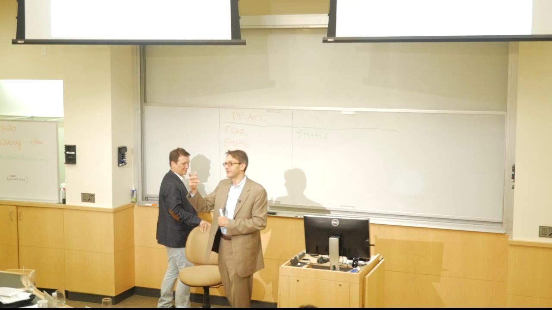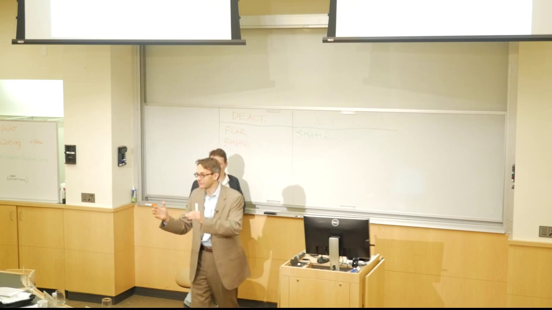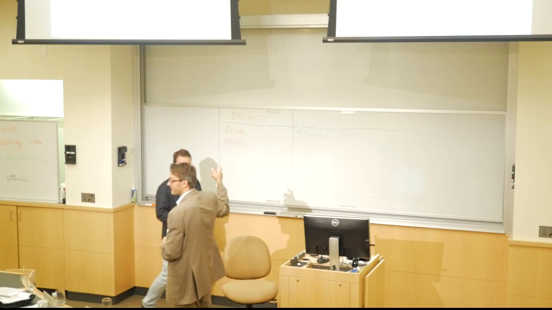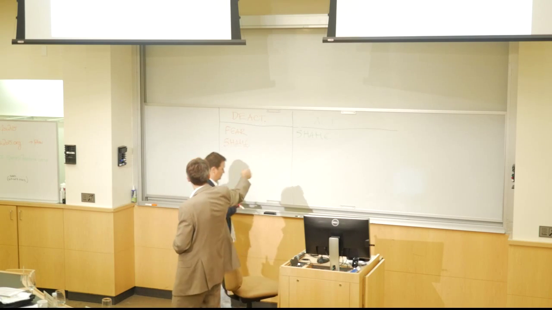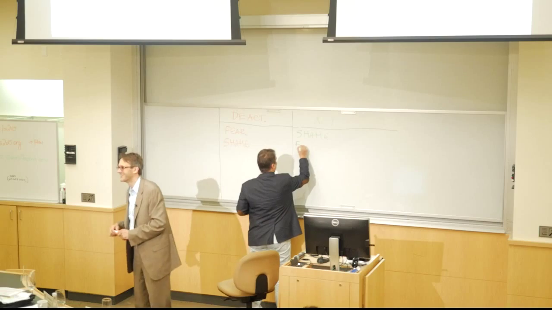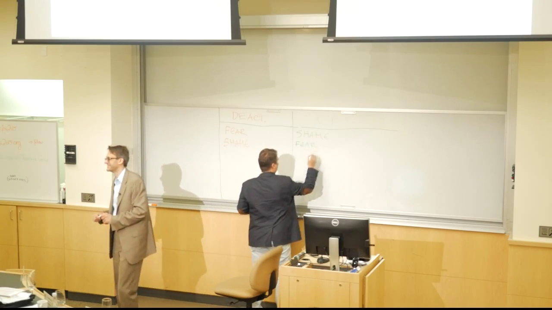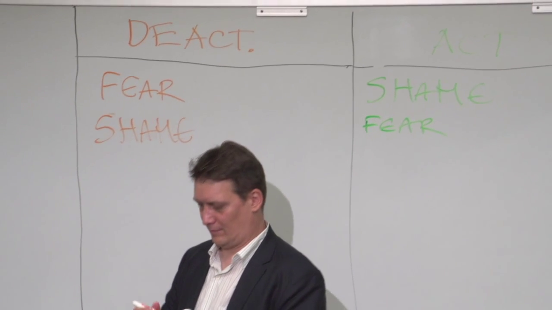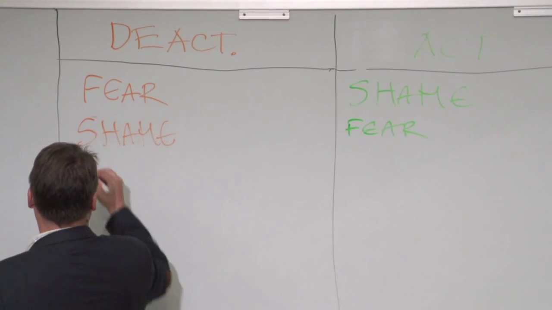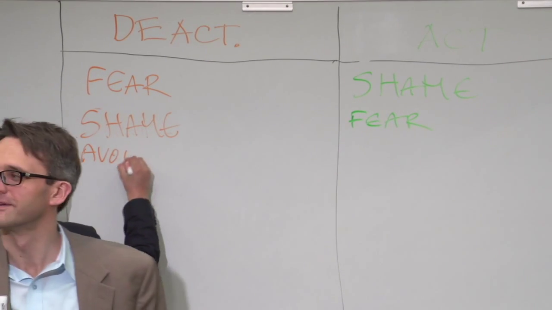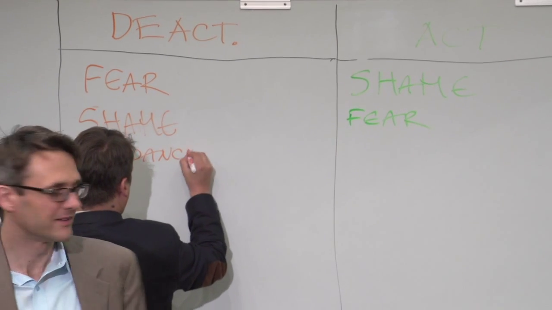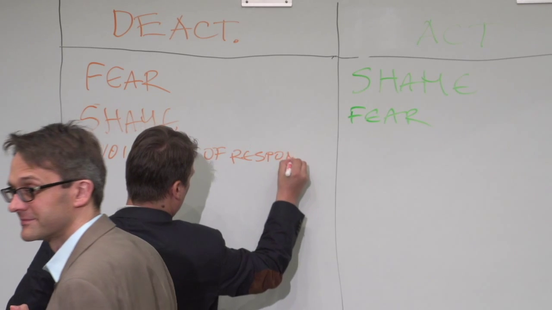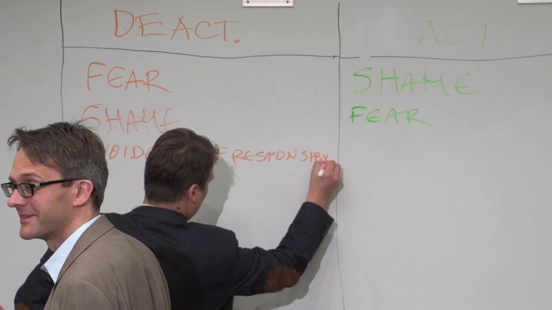So give an example of an emotion that would have those two functions. Fear. It can mobilize, and it can paralyze. Okay, so we put fear here on the mobilization as well. Anything else? Avoidance of responsibility as something that deactivates. Okay. And hopelessness also comes in deactivation.